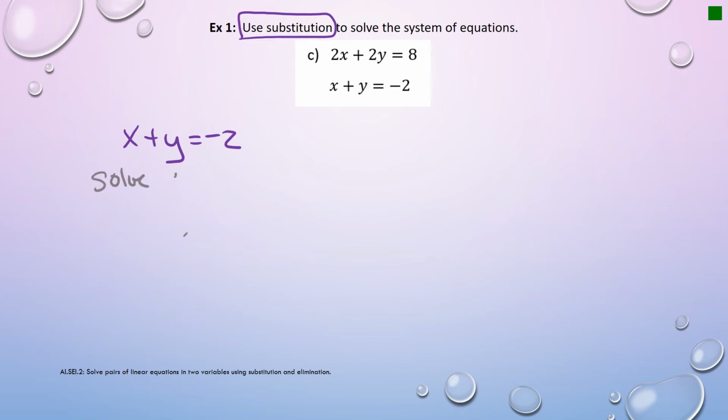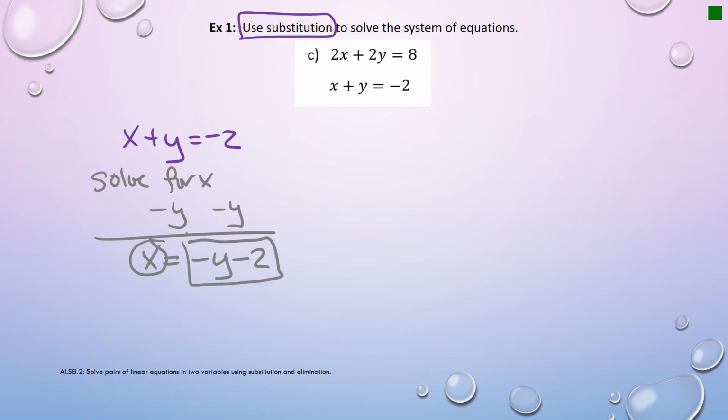So Linda has decided to solve for x. It doesn't matter, Linda. Totally your choice. So she has x equals -y minus 2. So now here's x alone, and it equals negative y minus 2.